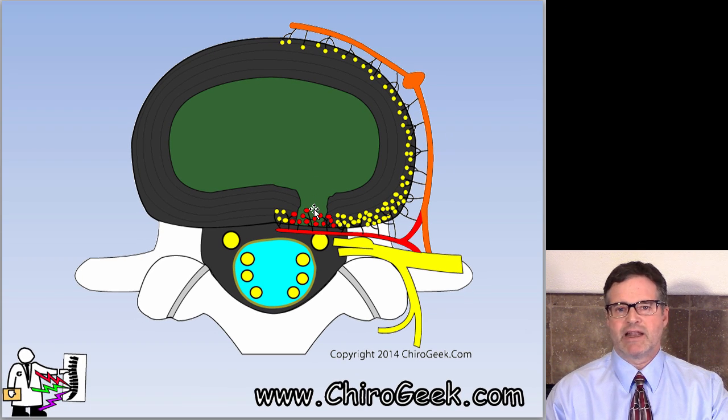Would this be visible on an MRI? Probably not. You don't always see these annular tears. So just because that MRI is innocent looking doesn't mean you don't have a full thickness annular tear, especially if the disc is black with degenerative disc disease.